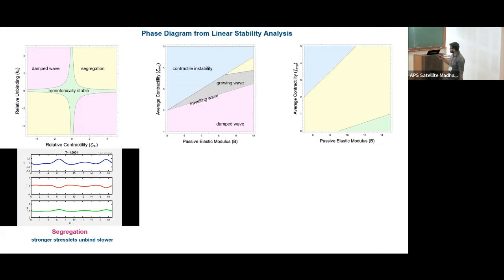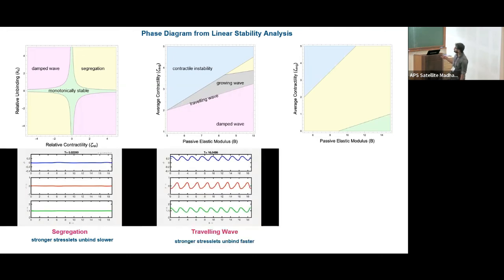Another interesting phase that we get is traveling waves. This happens at the boundary between the growing wave and damped wave phases. For traveling waves, the stronger ones must unbind faster. The traveling wave phase breaks both the time translation and the space translation symmetry.